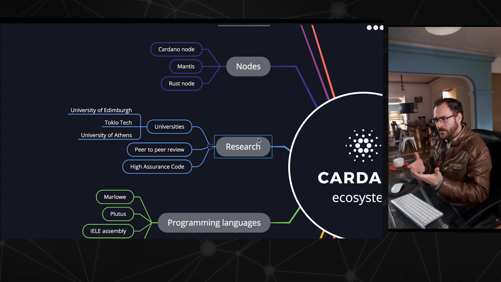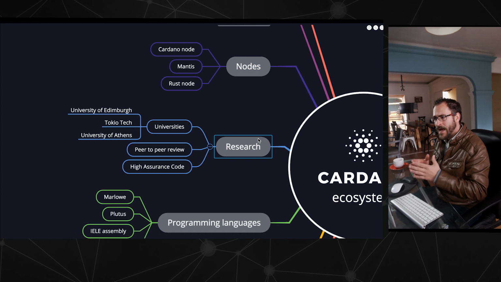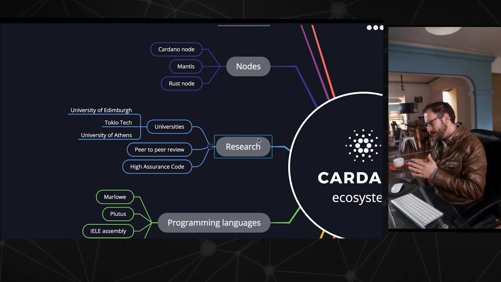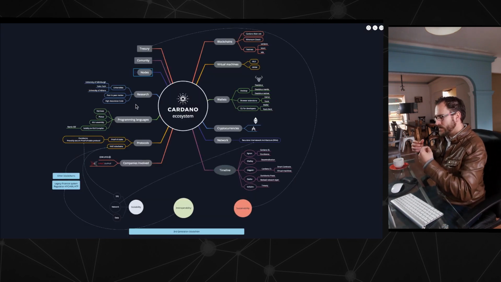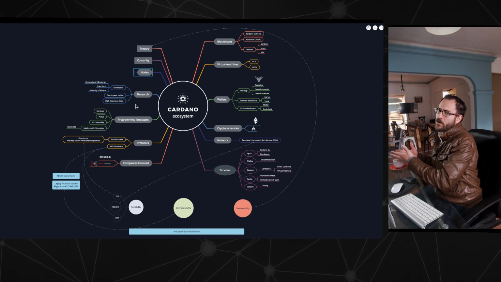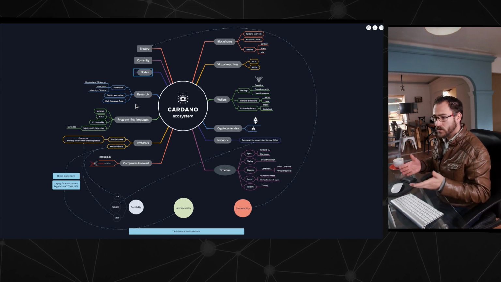They are also aiming for high assurance code. And this means that they are trying to make sure that things are correct before they are built rather than later on coming and trying to fix some errors. So that's very important.